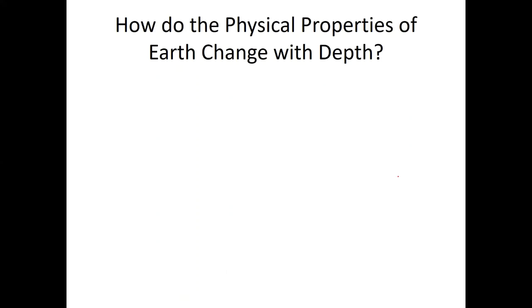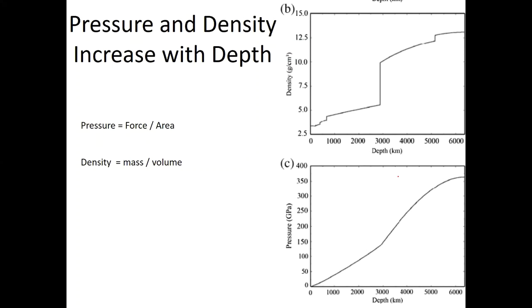So before we look at the mechanical properties of the Earth, first we're going to take a second and talk about how the physical properties of Earth change with depth. In particular, we're going to look at pressure, density, and temperature. So pressure is force over area.